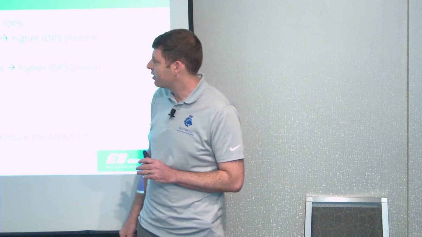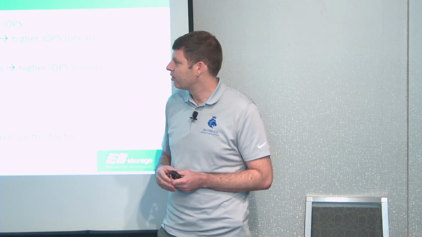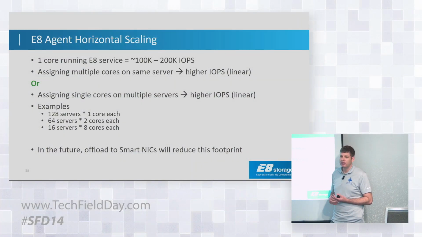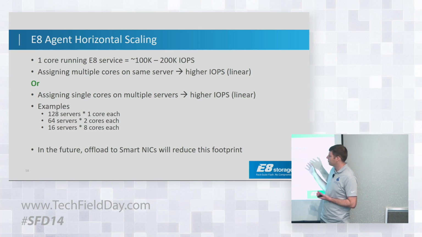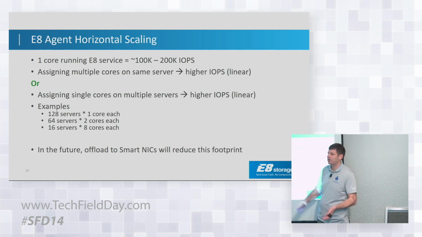One last slide. People often ask how much effort we take on customer servers. A single core running the E8 can do about 100 to 200,000 IOPS, including RAID 6. If you use RAID 0, you get much higher numbers. Assigning multiple cores on the same server gets you higher IOPS in a linear fashion, or assigning more cores on different servers will get you higher IOPS, again, in a linear fashion. That's the horizontal scaling. So you could have 128 servers running one core, or 64 servers running 2 cores, or 16 servers running 8 cores. You get roughly the same performance in all cases.